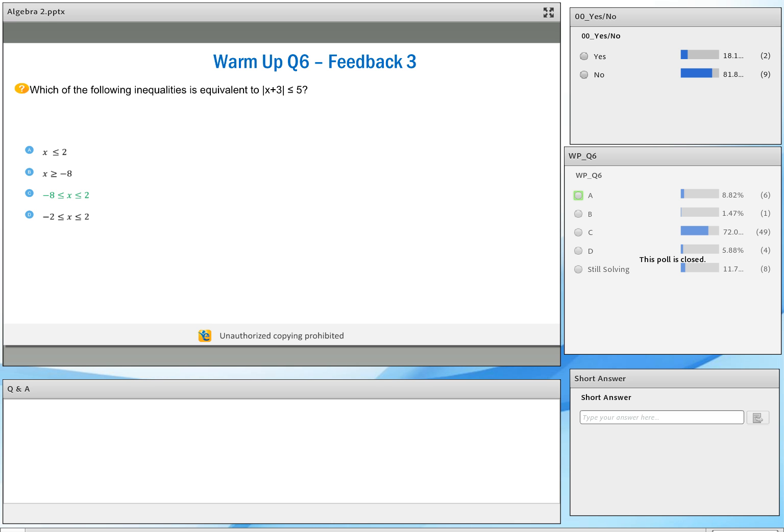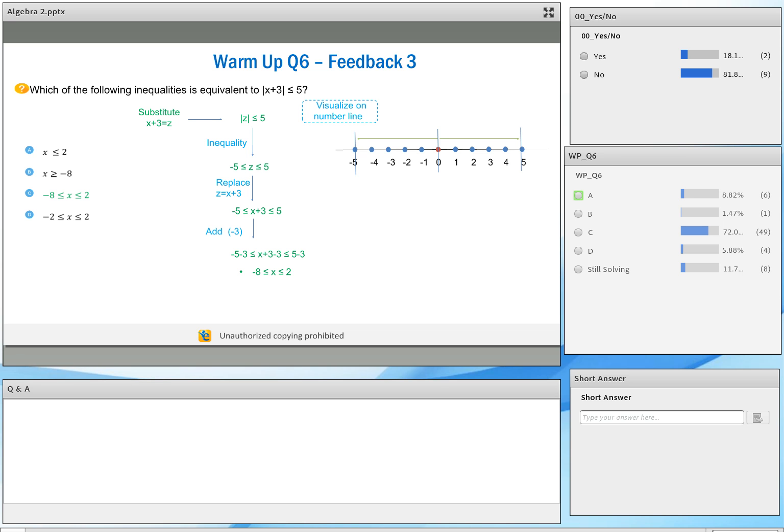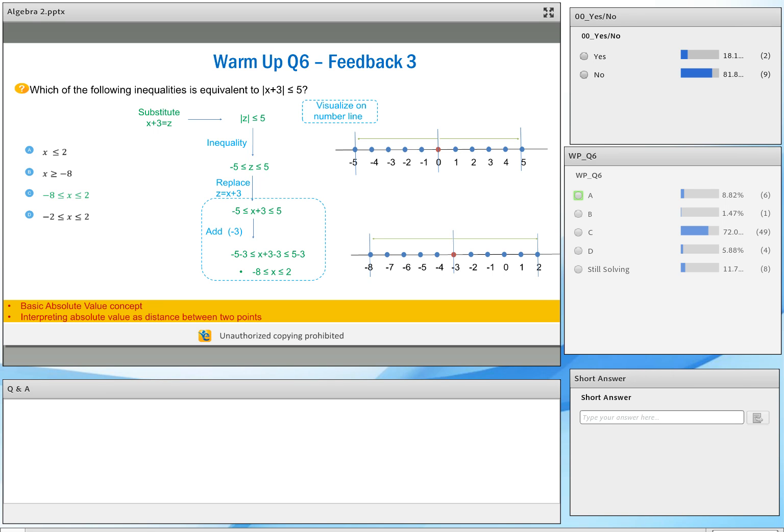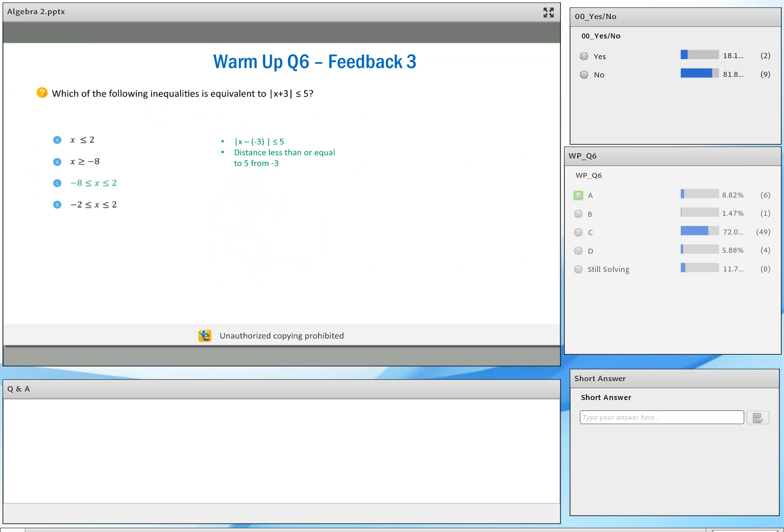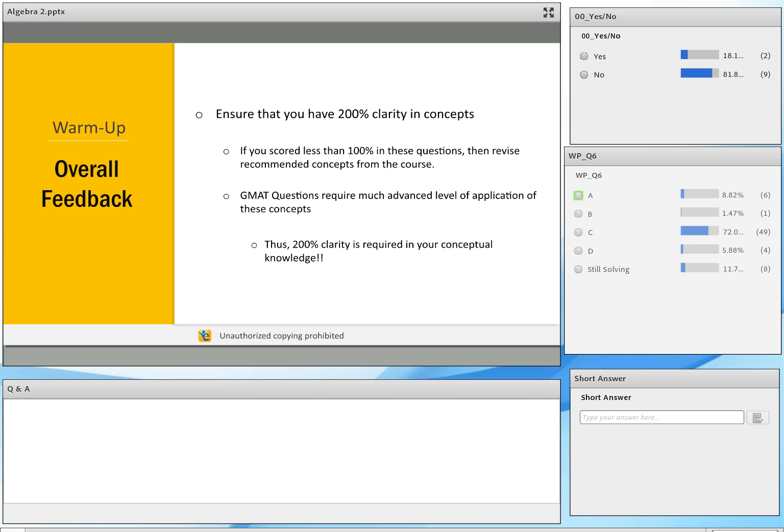So this is an absolute value inequality, a relatively straightforward question. Again, multiple ways to do this. I substituted x plus 3 as z. z is less than or equal to 5. I visualize this on the number line, and then I substitute back x plus 3, and then I solve both sides of the inequality here, and what I end up getting is minus 8 is less than or equal to x is less than or equal to 2. Okay, so again, it's the absolute value concept. It's interpreting absolute value as distance between 2 points on the number line. Okay, all right, so that's about it.